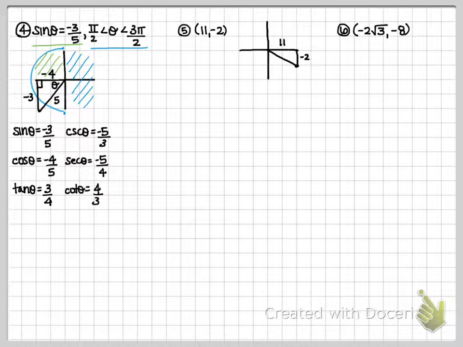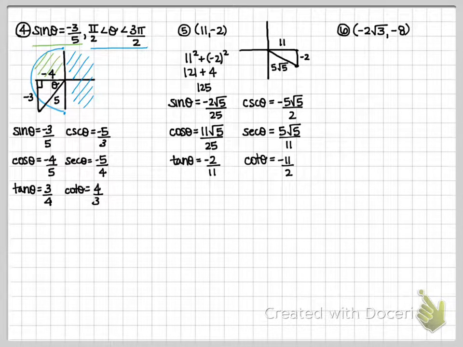So I'm going to pause it again. I'm going to go ahead and use the Pythagorean theorem and figure out what my hypotenuse is going to be, and I'm going to find all 6 trig. I recommend you pause so we can check. Okay, so here we have the 6 trig.